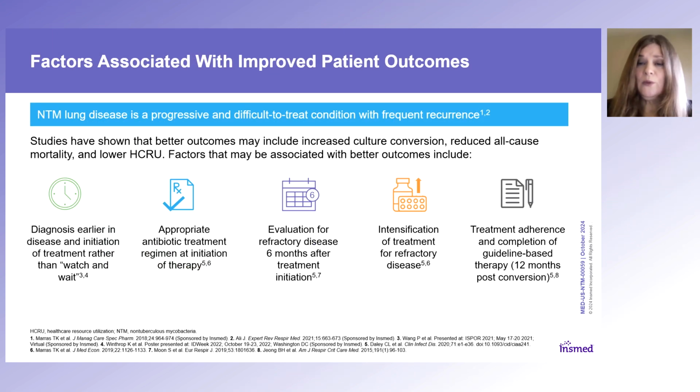Factors that are associated with improved patient outcomes include earlier diagnosis and initiation of treatment rather than taking a wait and watch approach, prescribing appropriate antibiotic treatment at initiation of therapy, evaluating for refractory disease after 6 months of treatment, intensifying the guideline-based regimen for refractory disease, and patient adherence and completion of the guideline-based regimen for 12 months post-conversion.